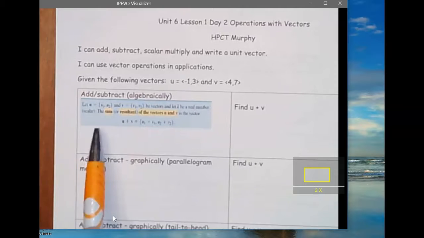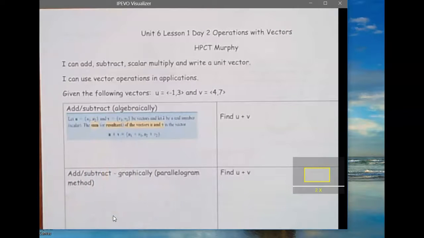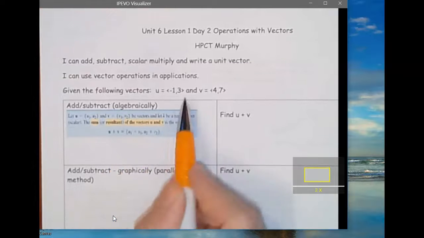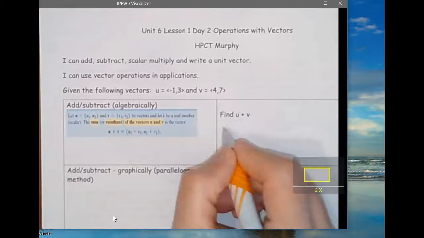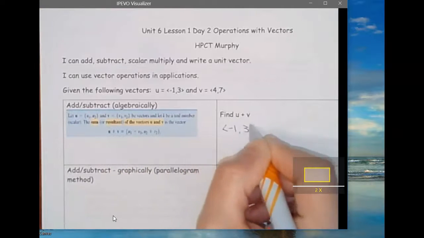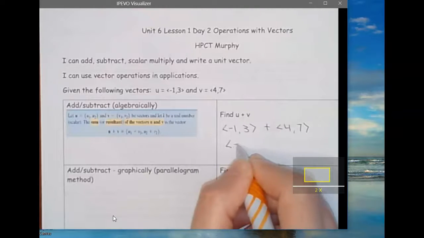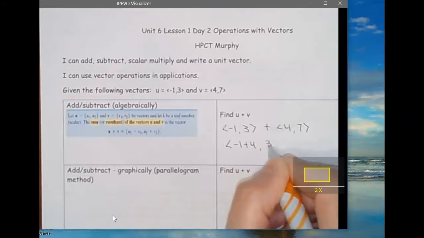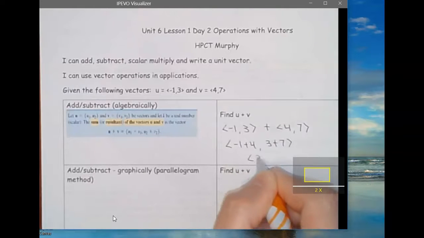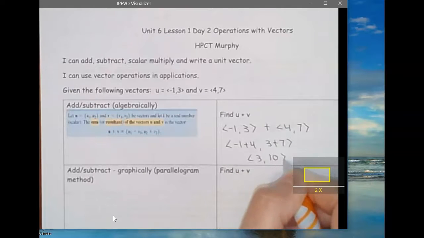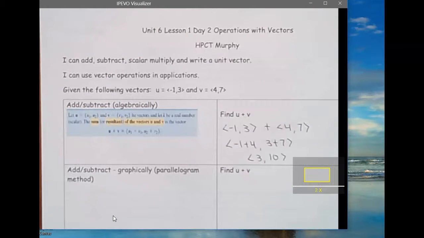All right, so first thing, I cut and pasted a definition and it kind of came out blurry. But if you're looking for the sum, or what they call the resultant vector, you're literally just adding the x components and the y components. We're going to use this example that we're given here. If we are asked to add <-1, 3> to <4, 7>, we are literally just doing -1 plus 4, and adding 3 plus 7, and we end up with components of <3, 10>. Now, how can we look at it from a graphical standpoint as well?